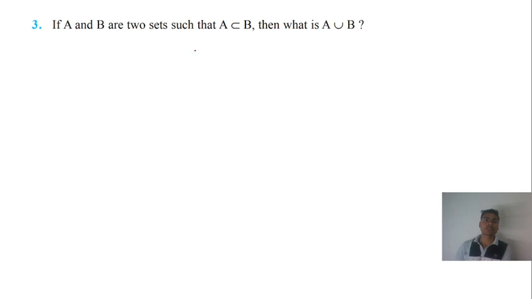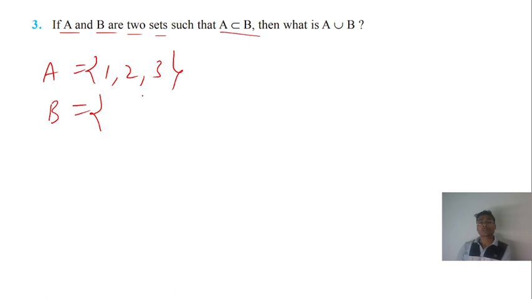Coming to question number 3. Question number 3 is saying A and B are two sets such that A is a subset of B, and then we will have to find A union B. In the previous case, we just did the same question, but we will modify our example, so let A be {1, 2, 3}. And for A to be a subset of B, B may be equal to A or have more elements than A.